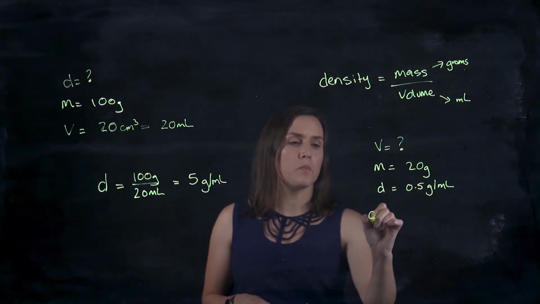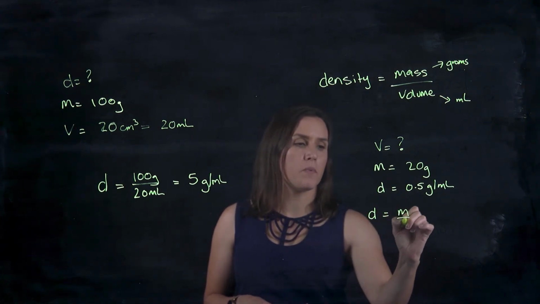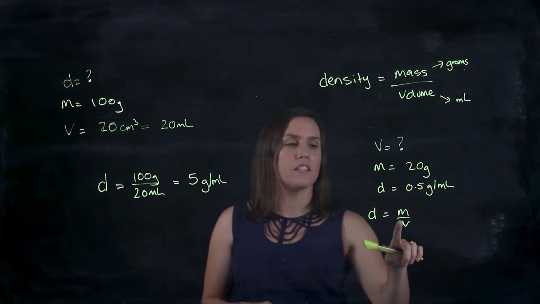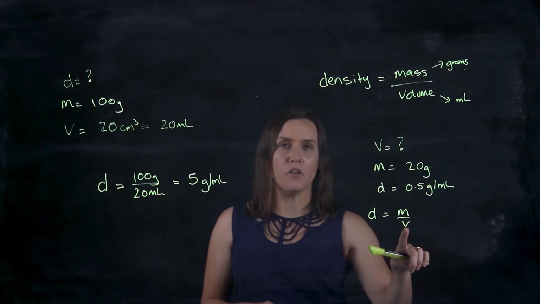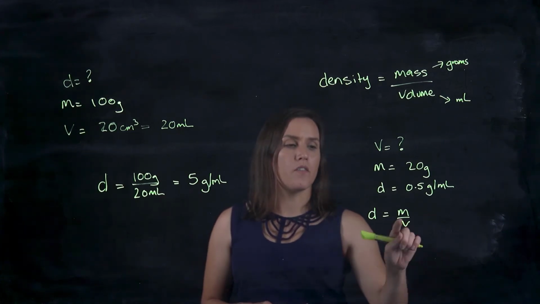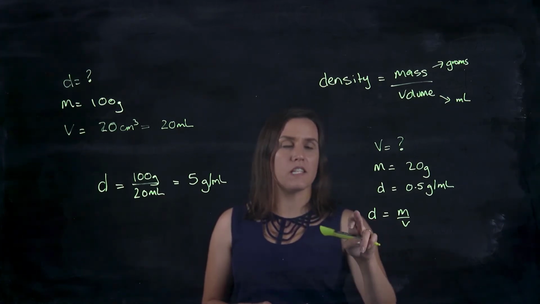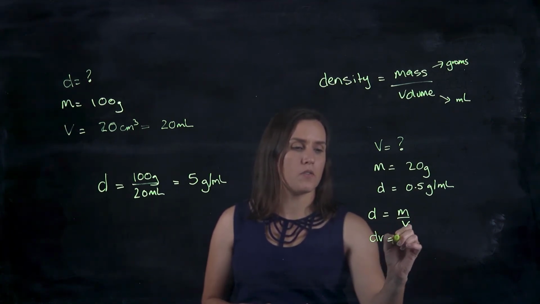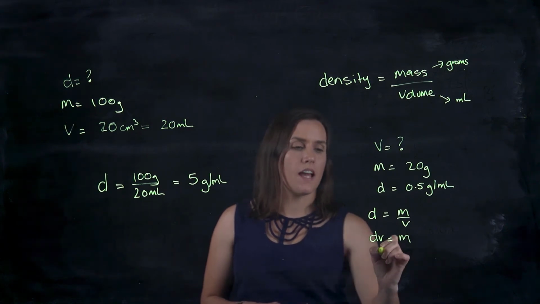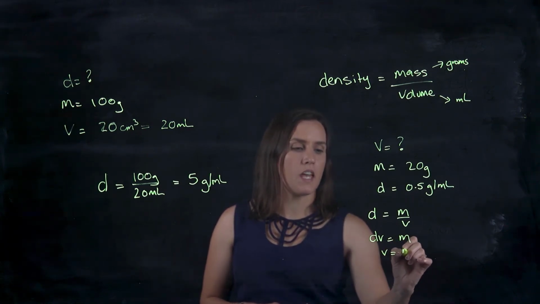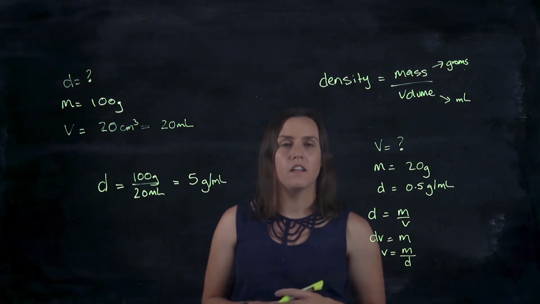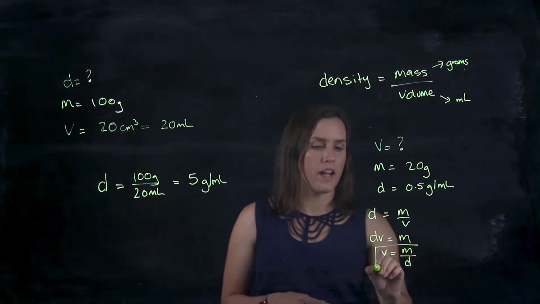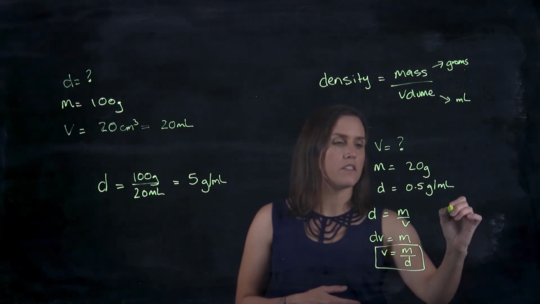So my formula would be density equals the mass divided by the volume. So this is my formula, and if I want to get the volume by itself, to get it over to this side, I multiply both sides by it, so I get d V equals m, and then I can remove that d by going m divided by d, which gives me the volume. So now I've got my formula rearranged. I can plug in the values.